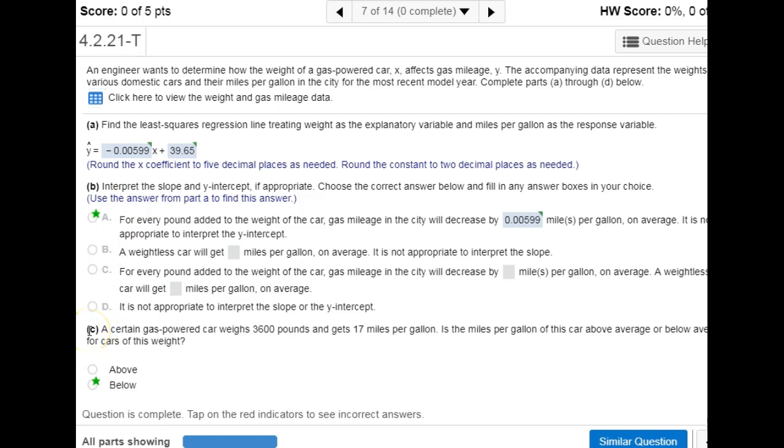For part C, we're told that we have a certain gas-powered car that weighs this amount and gets this many miles per gallon. And we want to know if this is above or below average. And we're going to look at the least squares regression line, which shows us what the average is for each different weight. So for a weight of, in this case, 3,600, you would plug 3,600 in for x.